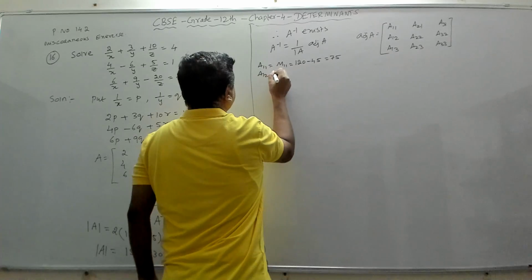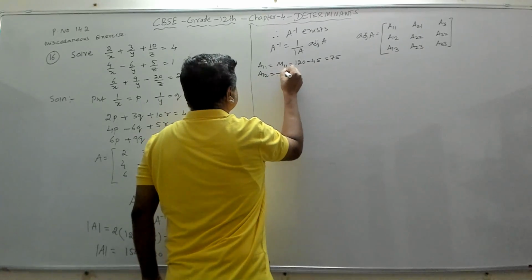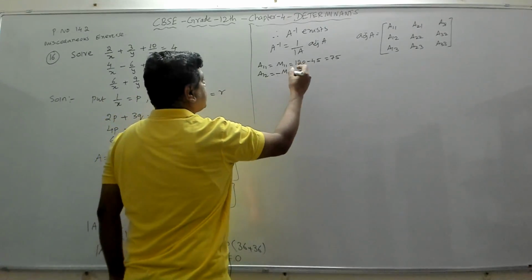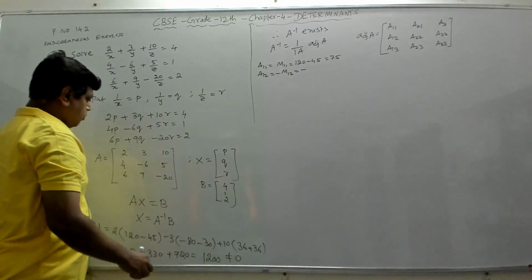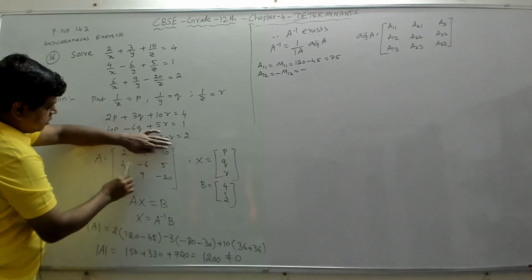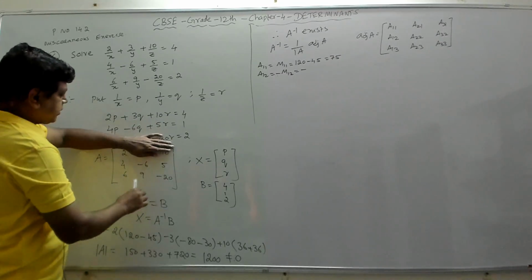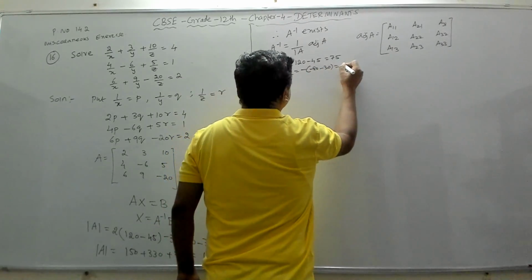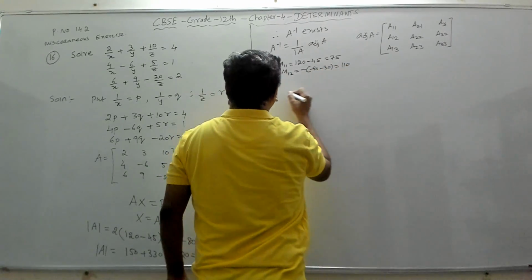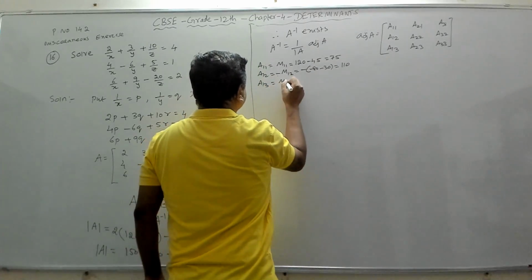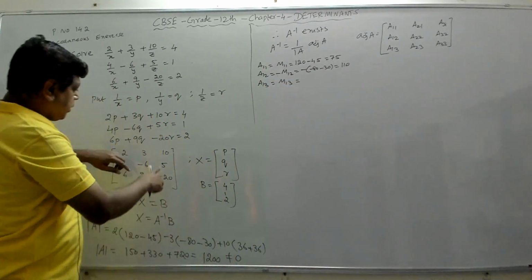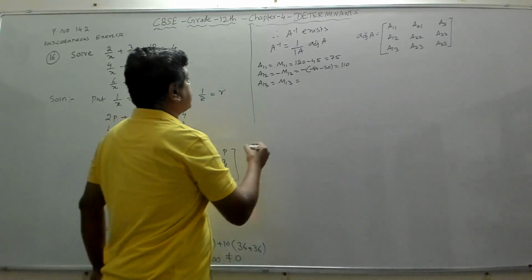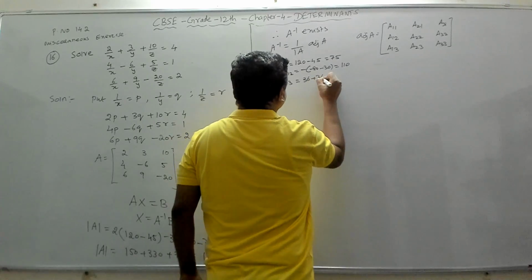Now A12 is minus M12. Whenever the sum of this is odd, 1 plus 2 is 3, odd means minus M12. That is equal to minus of M12. Close this and this. So minus 80 minus 30 is minus 110, so it will become plus 110. So A13 is M13. M13 means we take this element, this row, this column is closed. Then 36 plus 36, which is 72.